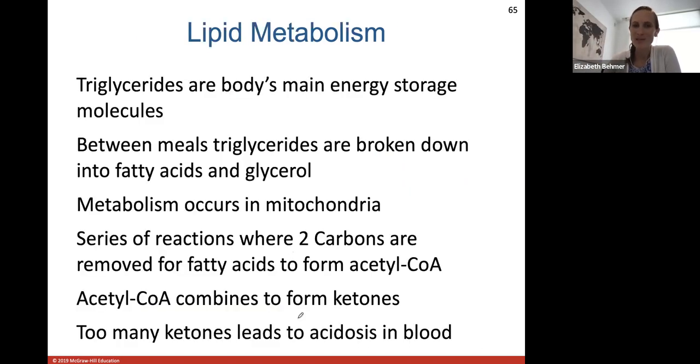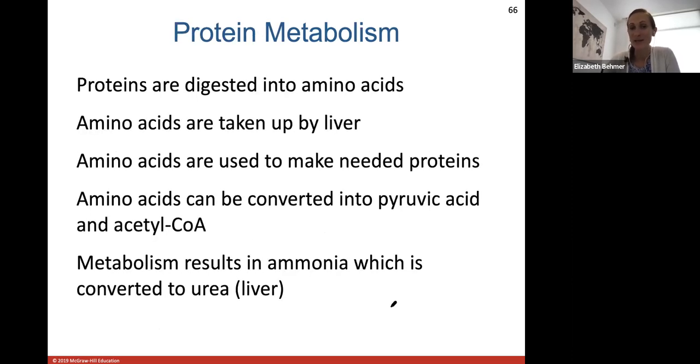Lipid metabolism then: triglycerides are the body's main energy source storage molecules. Between meals, triglycerides are broken down into fatty acids and glycerol. Metabolism occurs in the mitochondria, and we have a series of reactions where 2 carbons are removed from fatty acids to form acetyl-CoA. And acetyl-CoA can combine to form ketones. And if we get too many ketones, this can lead to acidosis in the blood.